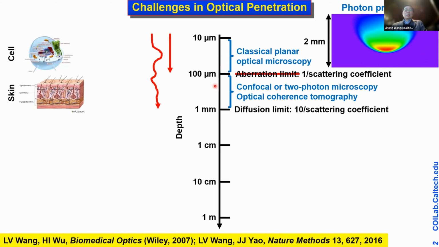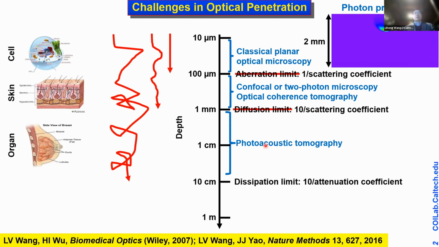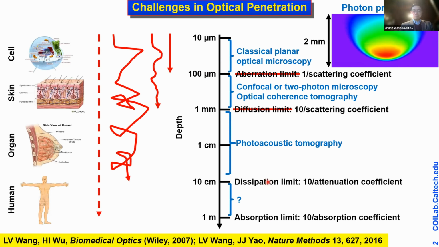We provide 10 times deeper penetration using confocal, for example. Now we're limited to 1 millimeter, something we call the optical diffusion limit, which is one transport mean-free path. Using photoacoustic tomography, we advance the penetration by 2 more orders of magnitude. Now we're talking about multiple centimeters of penetration. We do face the next challenge, which we call the optical dissipation limit. We're still looking for ways to overcome the next limit.